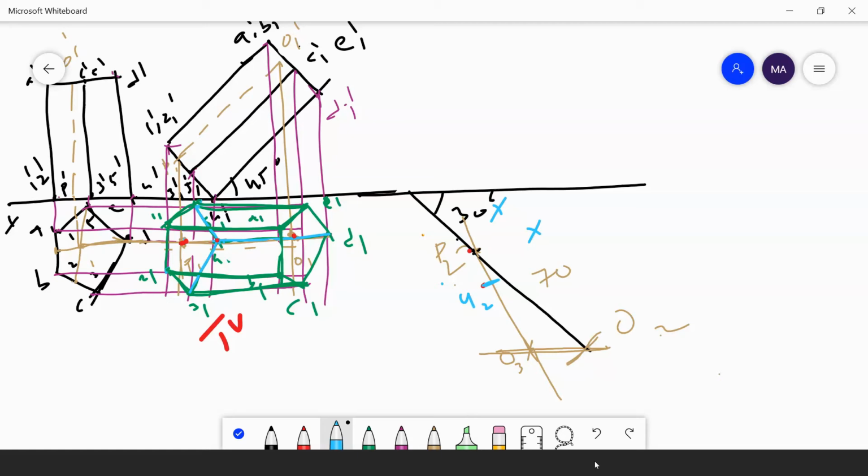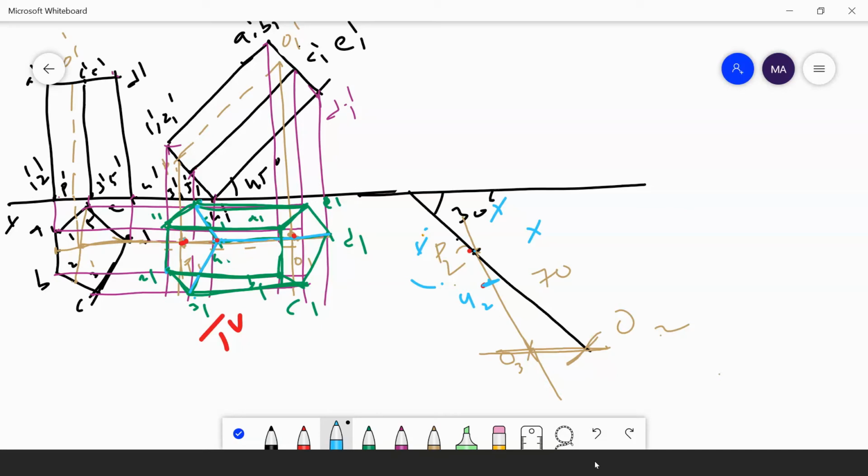I am taking P1 as a center, cutting the arc here. I am measuring the distance from 4, 1 to 2, 1. I am taking 4, 2 as a center, cutting this arc. Similarly, I am measuring the distance from 4, 1 to 3, 1, drawing one arc here. I am measuring the distance from P1 to 3, 1, cutting this arc.